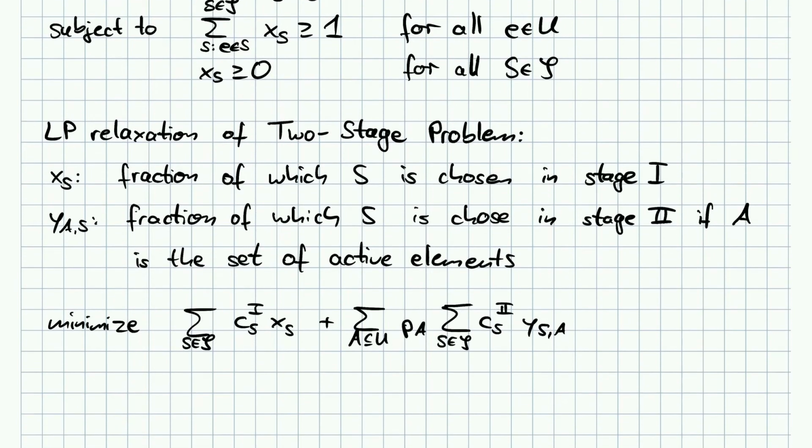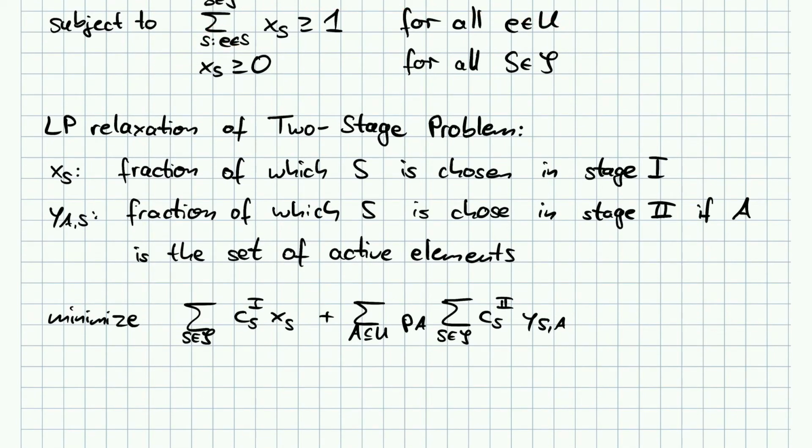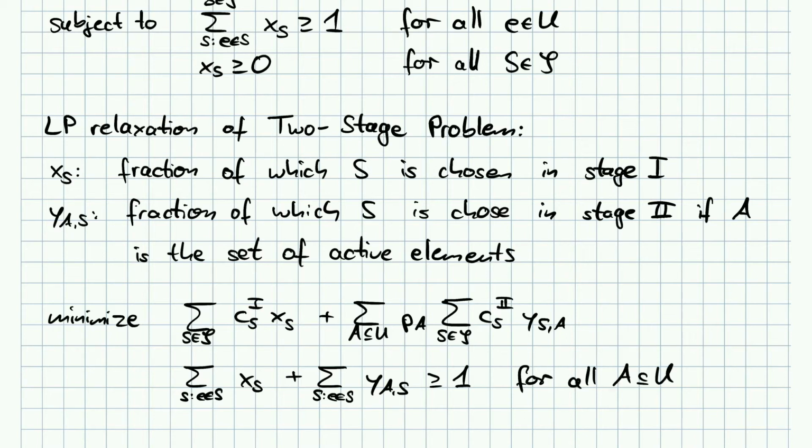And what's our constraint? This should now look something like this, and indeed it does. Namely, what will have to happen? The sum of the x_S over sets S which contain element e, plus the sum of the y_{A,S} will have to be at least 1 for all A and for all e in A. And of course, these variables are still non-negative.